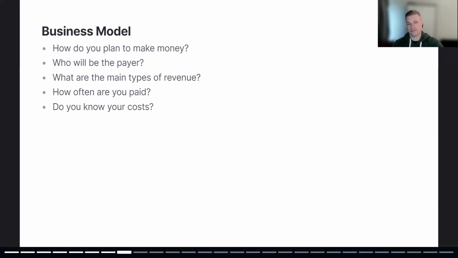How often are they paying? Is it like a one-time purchase, or are they paying you some kind of subscription fee, or maybe it's not a subscription fee, but because they bought something from you once, they are kind of attached to your brand also in the future, and maybe through different revenue streams, they are still paying for you.